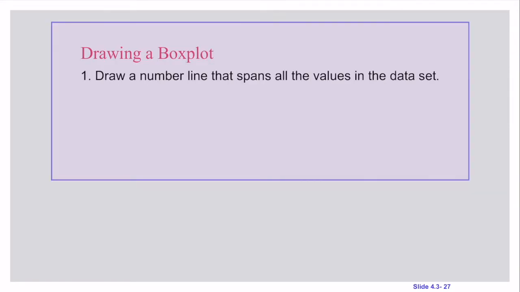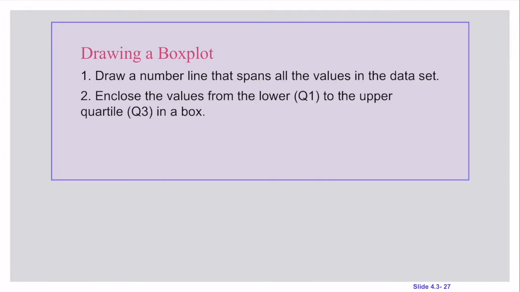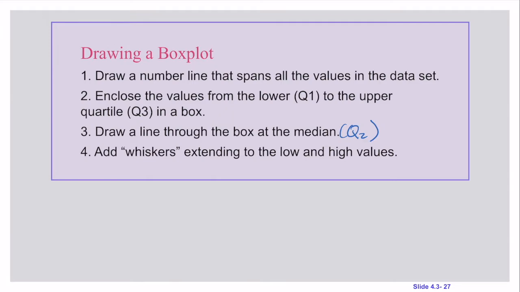So let's draw a box plot. The first thing you do is draw a number line that spans all the values in the data set. You enclose the values from Q1 to Q3 in a box, and you draw a line through the box at the median, which is also Q2. You then add quote-unquote whiskers. This is sometimes also called a box and whisker plot. Maybe you've heard of that before. The whiskers extend to our lowest and highest values, so our minimum and our maximum.